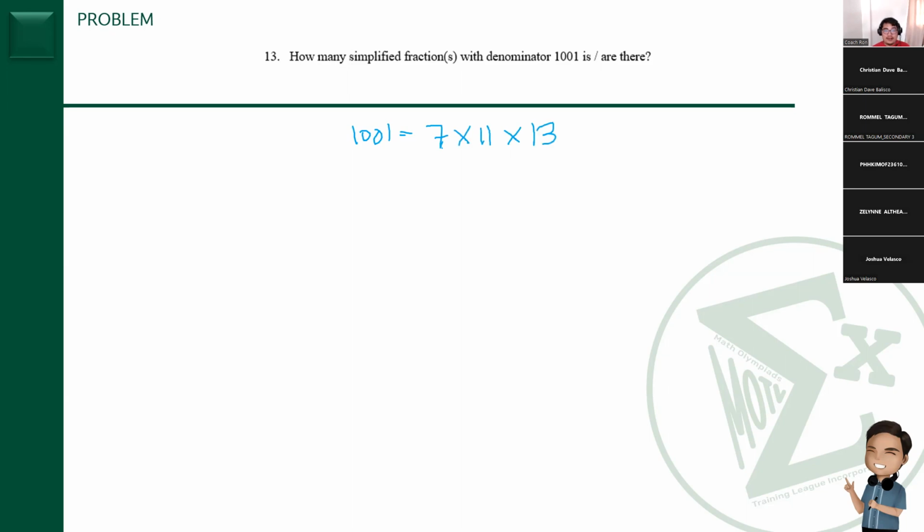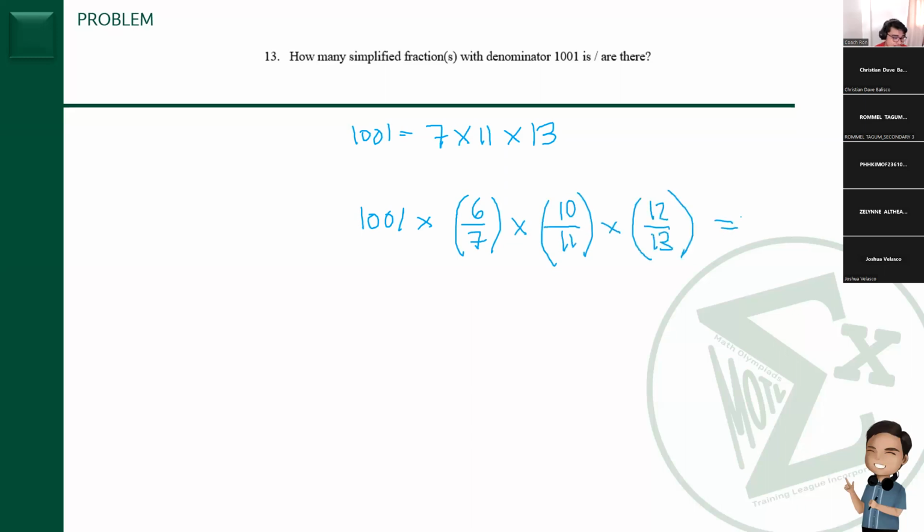Now what are we gonna do? We're gonna get our 1001 and multiply it with each distinct factor. So 6 over 7 times 10 over 11, basically putting a minus 1 on the top, times 12 over 13. So when we get our final answer, it's gonna be 720. Final.